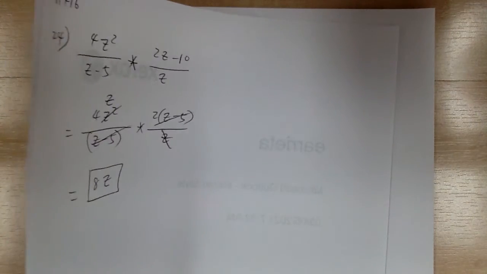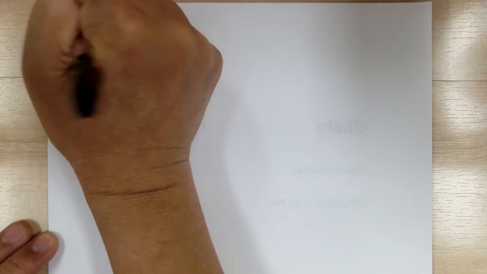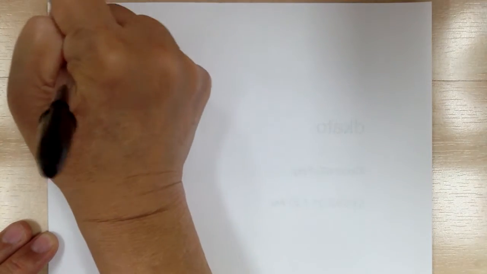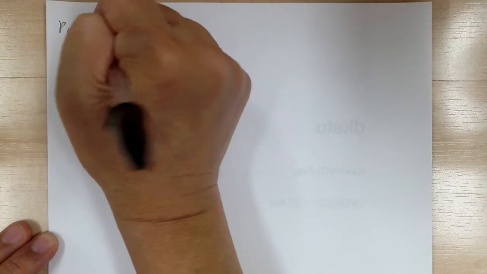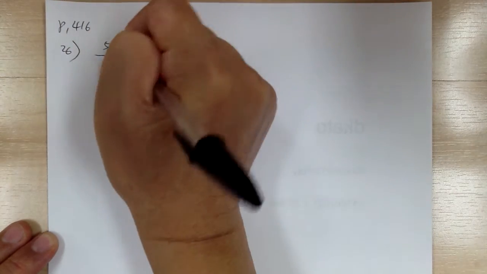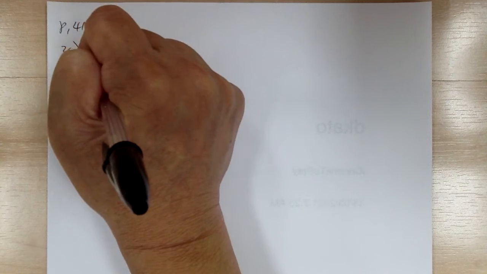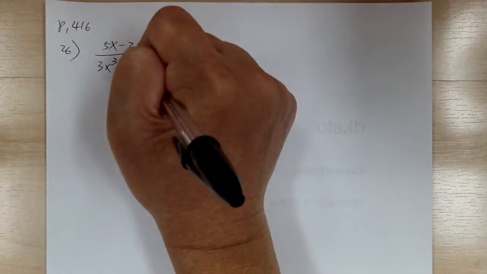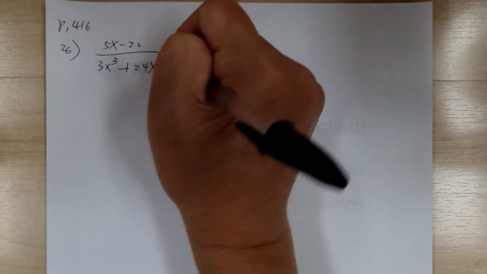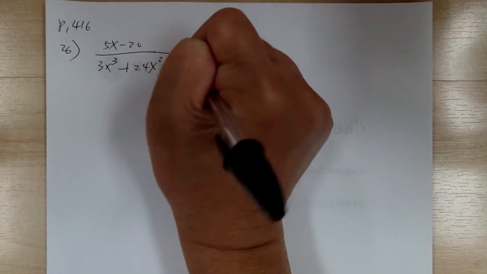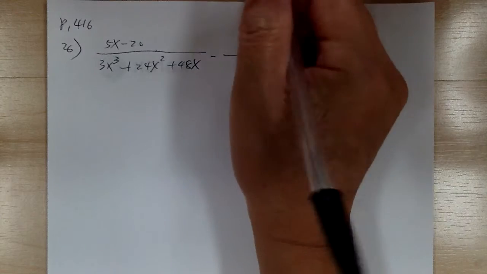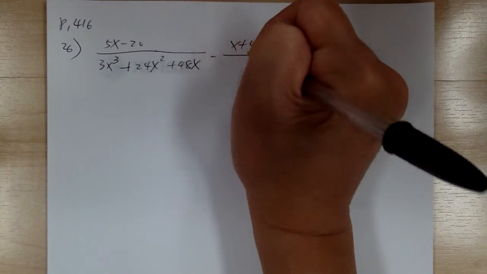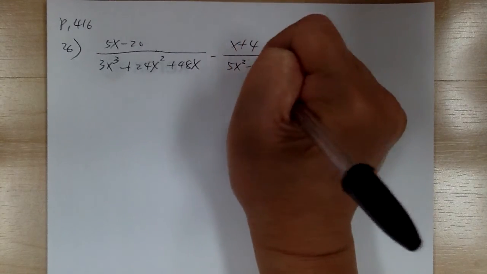Okay, let's go to the next one. You have (5x − 20)/(3x³ + 24x² + 48x) minus (x + 4)/(5x² − 80).